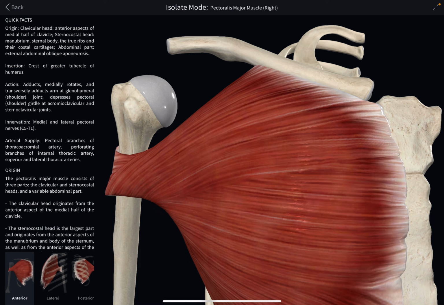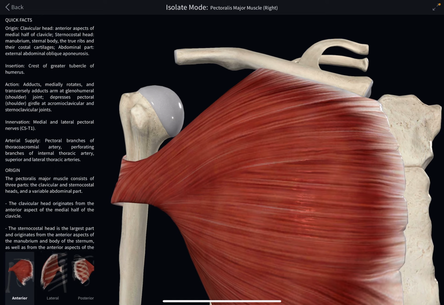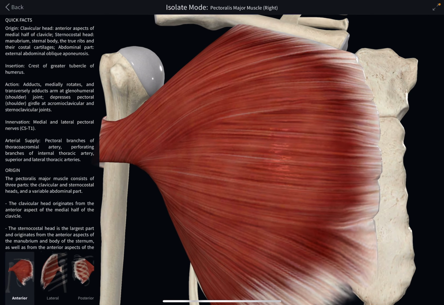So you can try to push something. If you're sitting and there is a table in front of you, try to push the table. When you try to push the table, you're actually flexing your arm at the shoulder joint. So the flexion of your shoulder is mainly because of the contraction of the clavicular fibers of the pectoralis major muscle. Now, what about the sternocostal head?